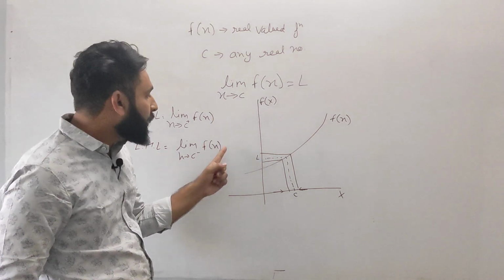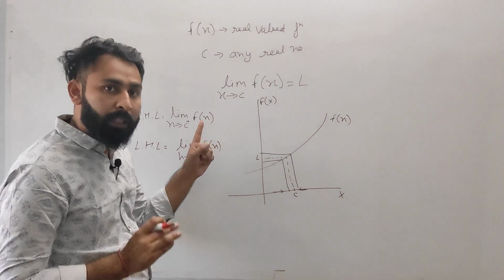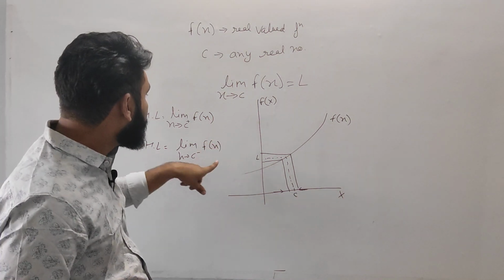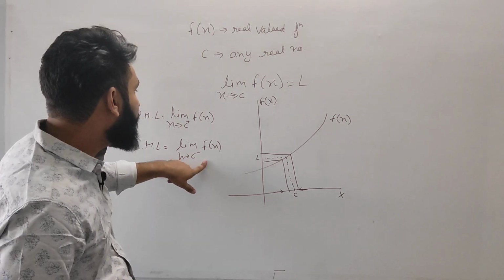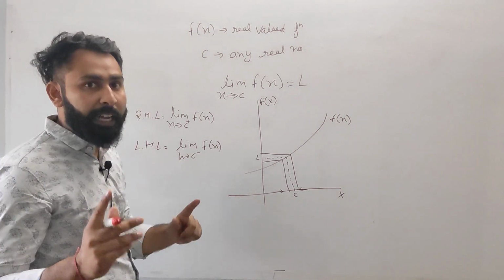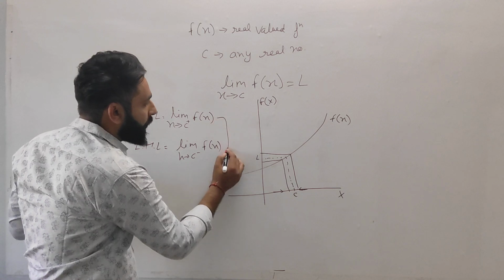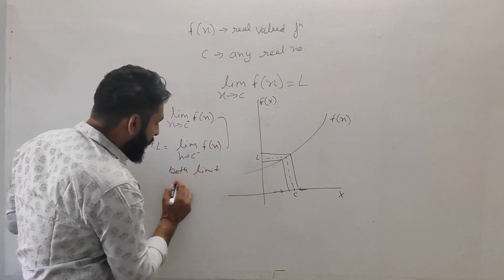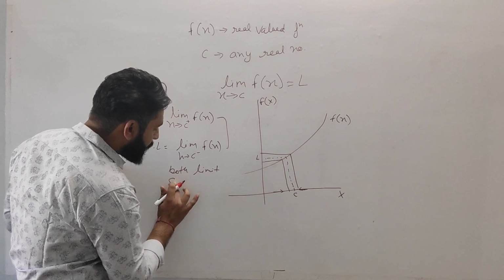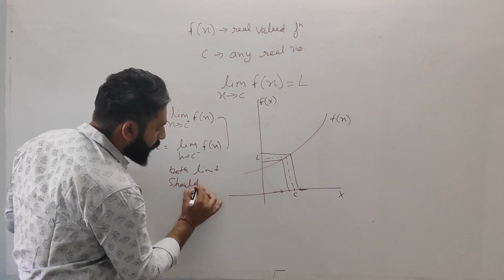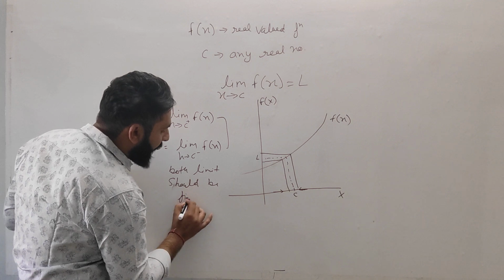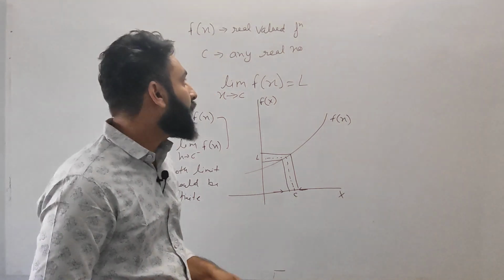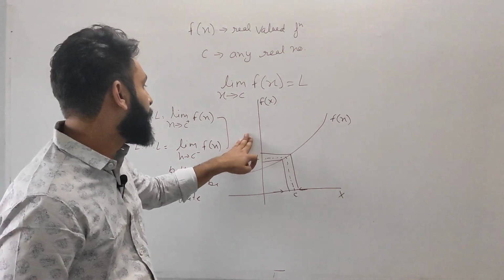If both limits are equal, then we say the limit exists. Also one condition is added: both limits should be finite. If they are not finite, the limit does not exist. Okay, this is the main concept of limit.